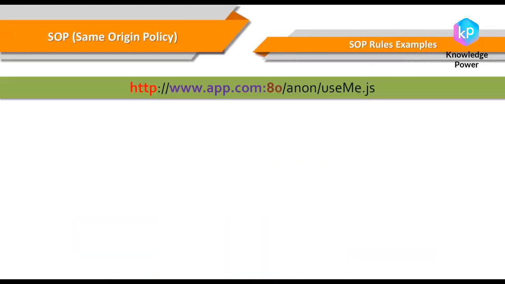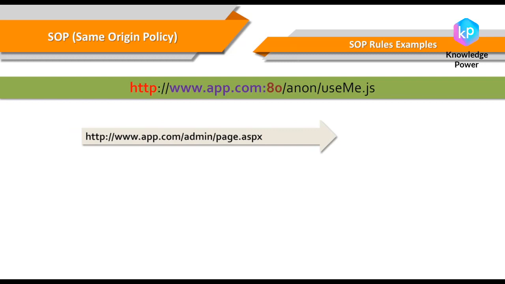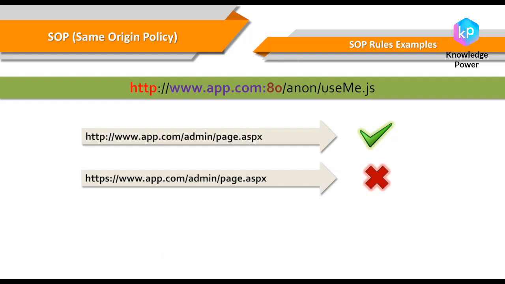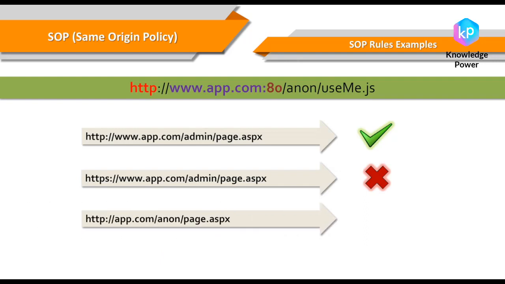Let's have a look at a few pages and see if they can access the useme.js file. This page can access the useme.js script because the protocol, host, and port are the same. Remember, if we don't specify the port, the default port is used, and the default port for HTTP protocol is 80. This page cannot access the script resources. The host names are different.